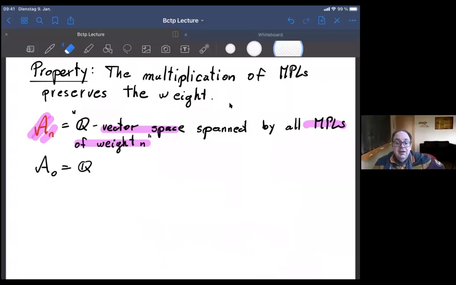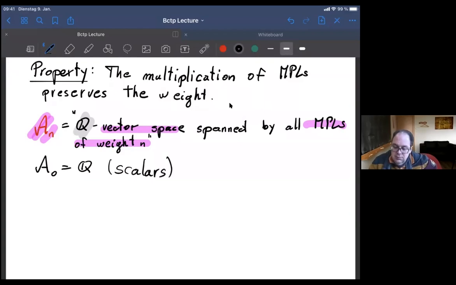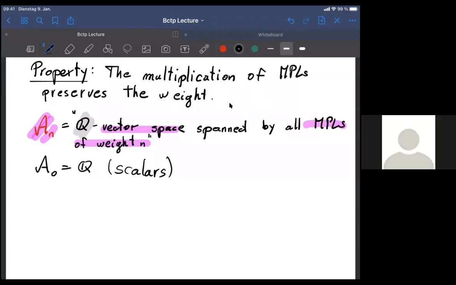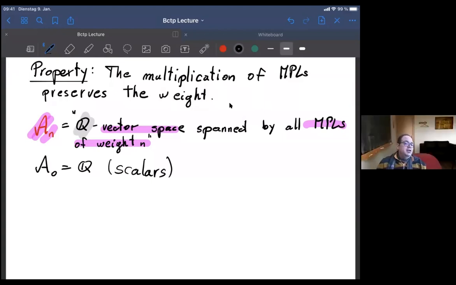And I allow the coefficients of my linear combination to be in Q. I don't allow for arbitrary complex or real scalars. The scalars are all rational numbers. And the scalars are weight 0, and those I denote by A0. Can you generalize that to algebraic numbers? Yeah, you can. It would go through in the same way.